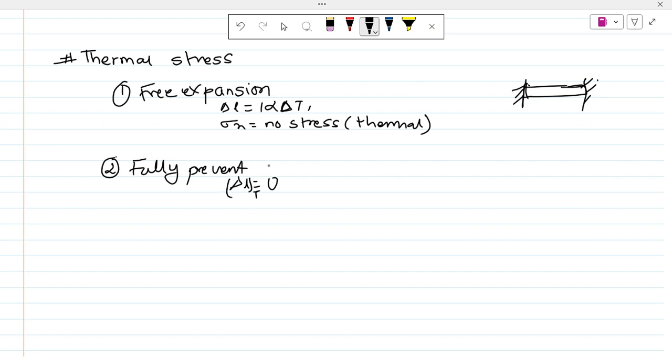Due to thermal stress, I know that del L or del L F has to expand in this length, but this length will cause thermal stress. So what is the value of thermal stress?